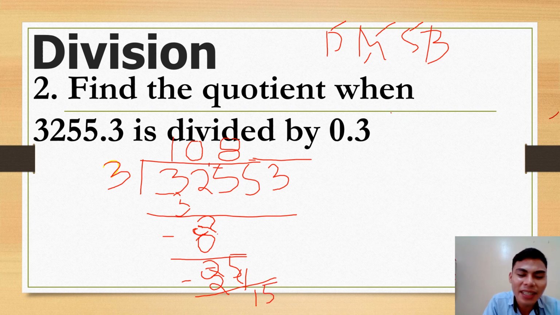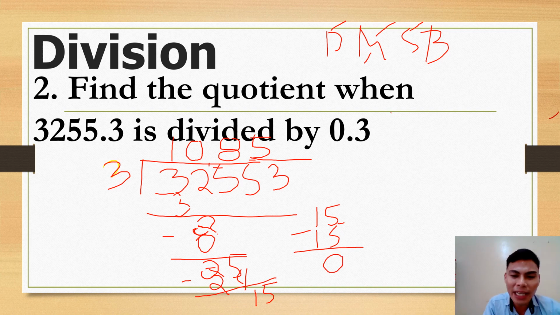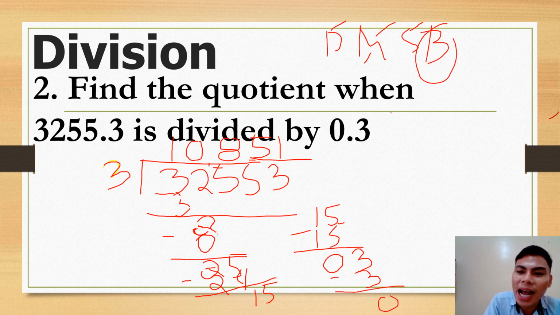So 15. 15 divided by 3, 5. 'Di ba? 5 times 3, 15. So isulat natin dito, no? 15. 15 minus 15, 0. May number pa ba na i-bring down? Meron pa si 3. So lastly, 3 divided by 3, 1. 1 times 3, 3. 3 minus 3, 0. Tapos may i-bring down pa ba? Wala na. And that's it.